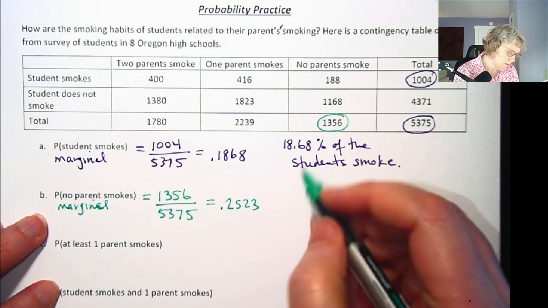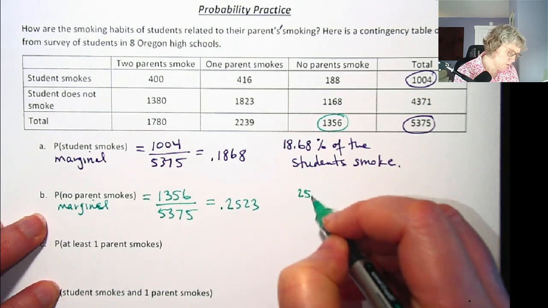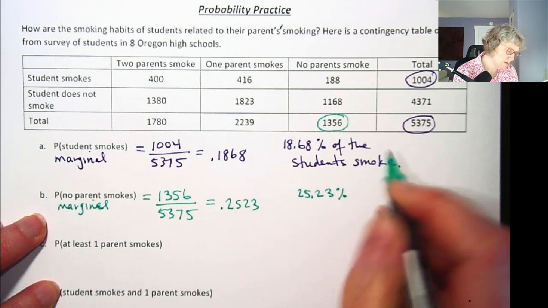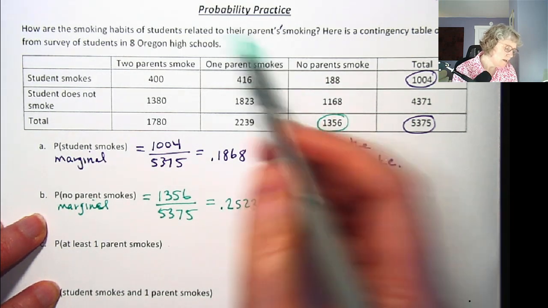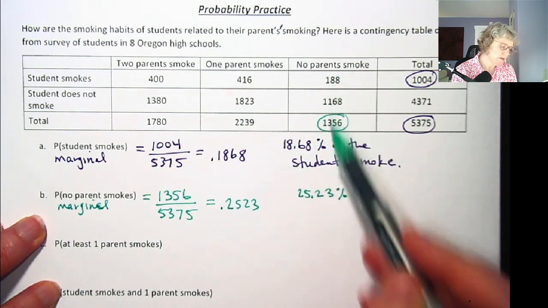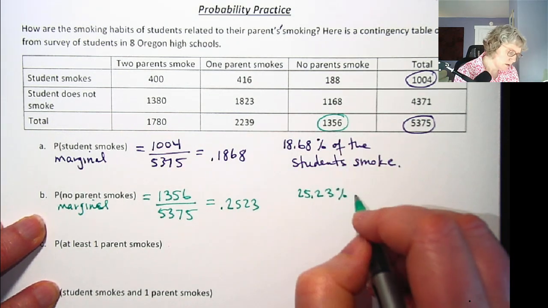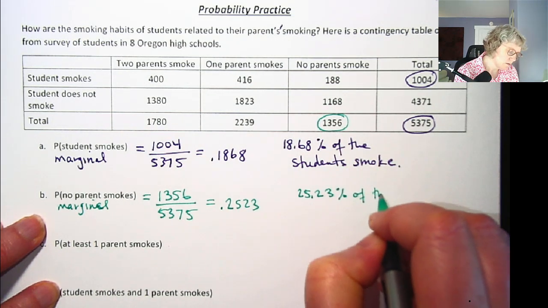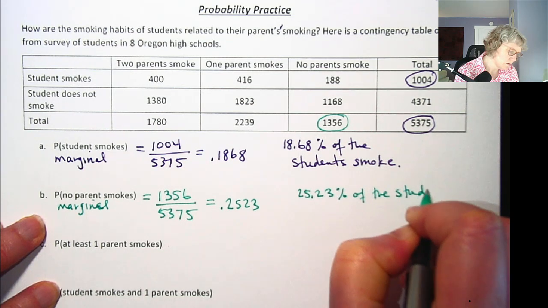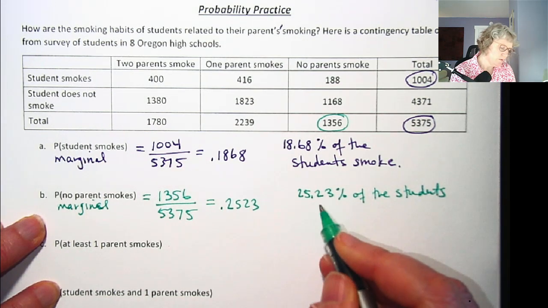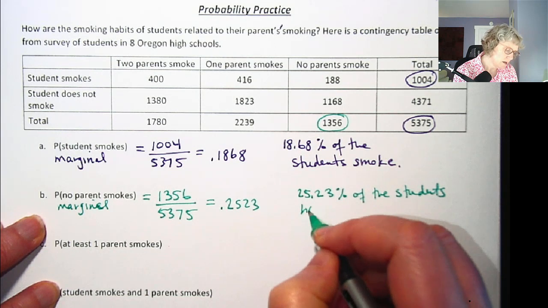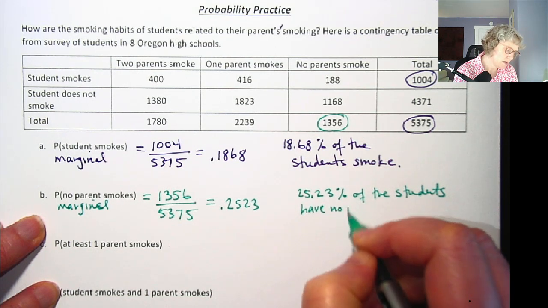So I'm going to say 25.23%. These are all students, right? But these are students where none of their parents smoke. So 25.23% of the students have no parents that smoke.